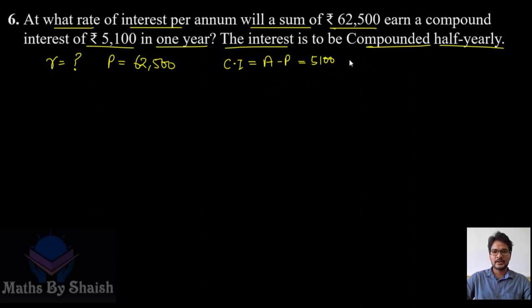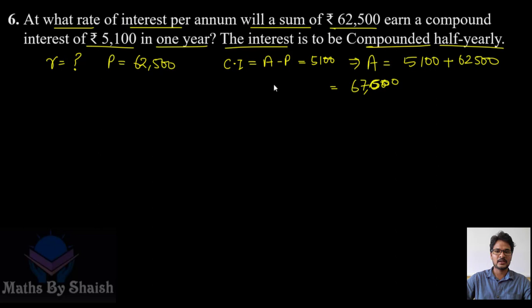So from here we can calculate the amount. The amount is going to be 5,100 plus P, which is 62,500. So we got this as 67,600. If you add them, it is 67,600 rupees amount.